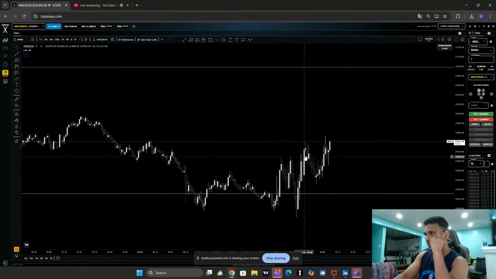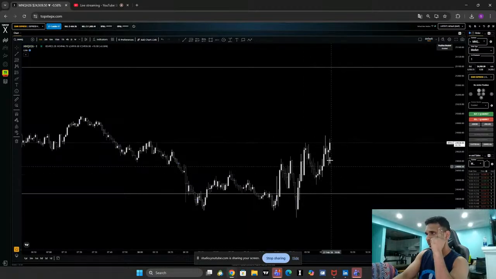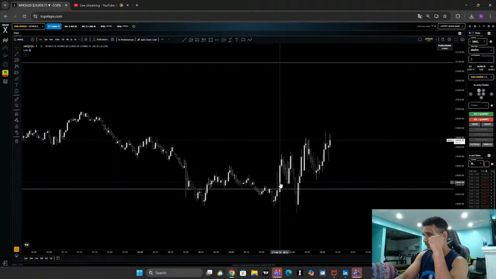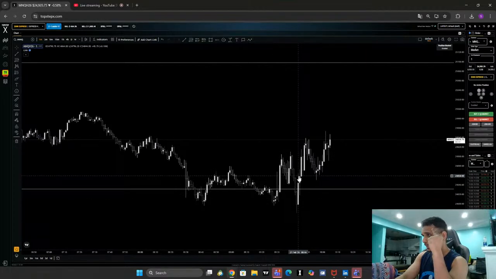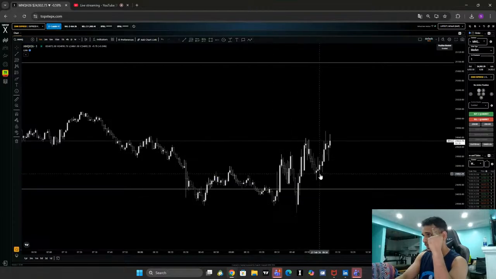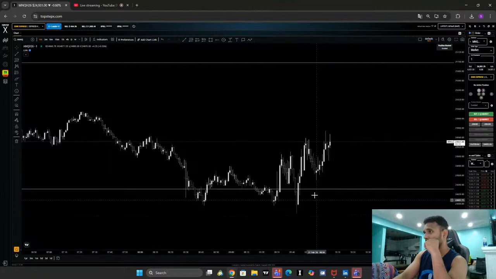We get the change of state, boom, pull back, sweep the high. Let me see what's going to happen further. The thing is, it's already made for a market maker buy model. If I were to enter, this should be the entry and the stop loss should be here. And we get the change of state, pull back, it's going up.